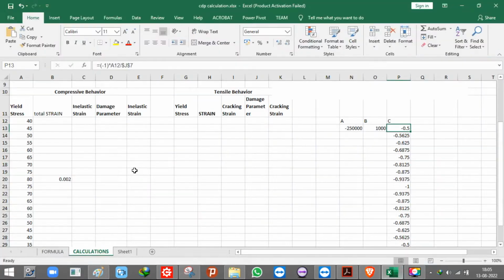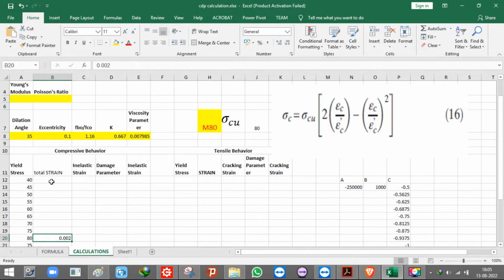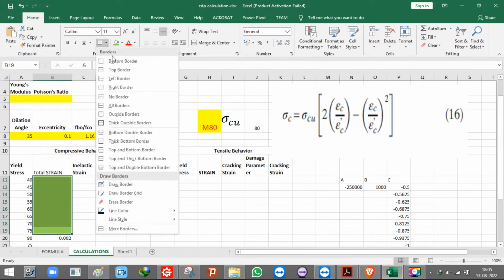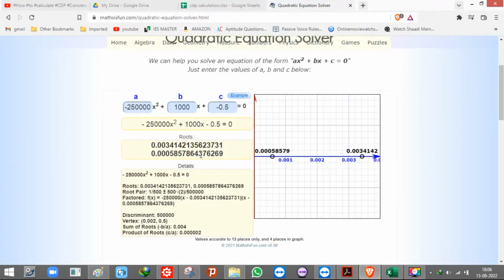Now just use your common sense and tell me. Here all this strain shall be less than 0.002, and all the strain values over here will be greater than 0.002. So among these two values, the value which is less than 0.002 will be entering over here up to this. Okay, so I'll mark it with some color. All these values shall be less than 0.002. So we have got two roots, and we should be taking this one. This is my strain value.